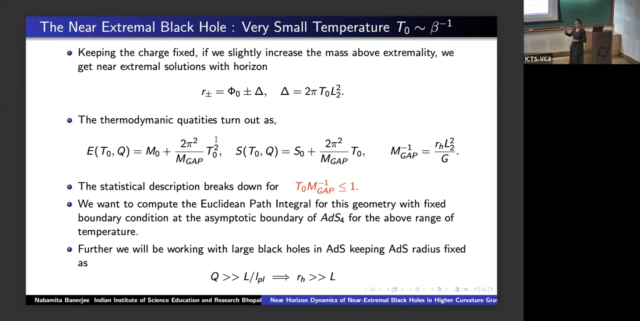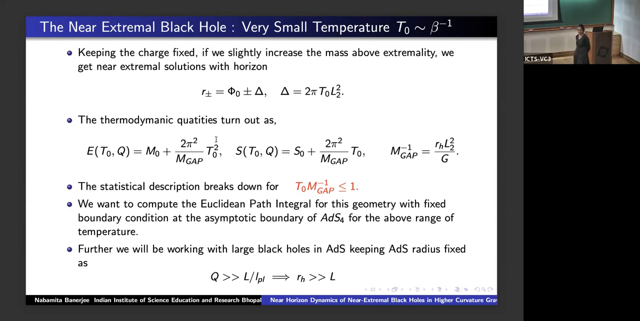Whatever comes with this T naught, yeah. This M gap is a fixed quantity, right? It just depends on my parameter, and that's what it comes.